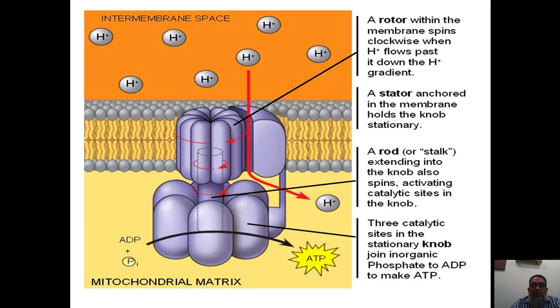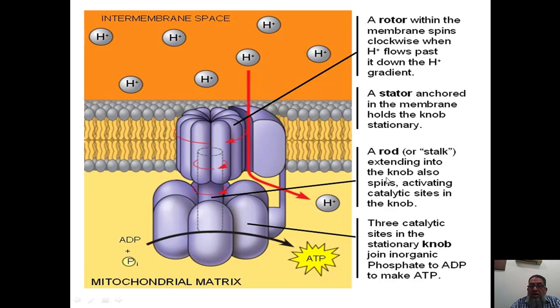These H ions then move along this tunnel and rotate this rotor clockwise. H ions flow down the H ion gradient. A stator in the membrane holds the knob stationary. This stator is again a vertical rod system, and it holds the F1 particle.